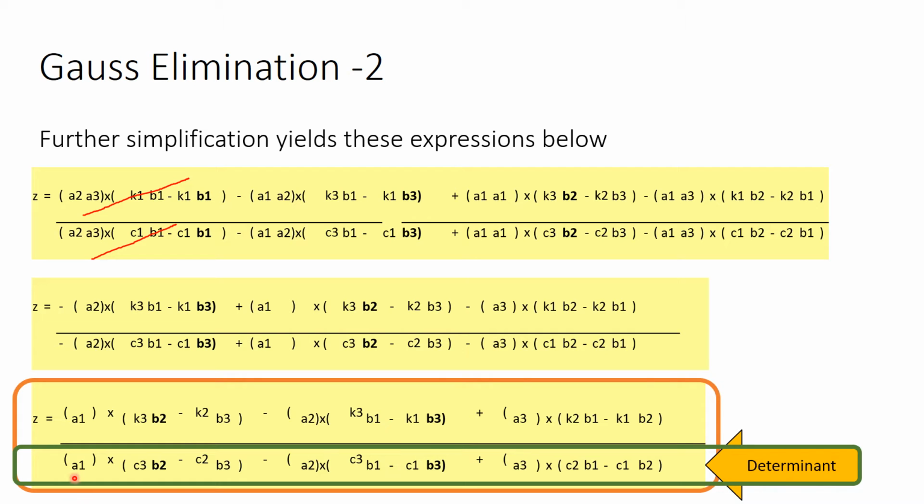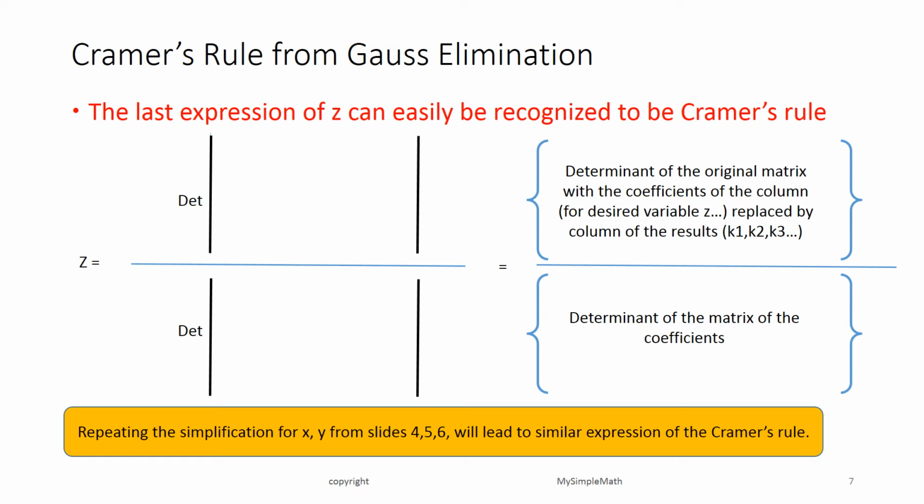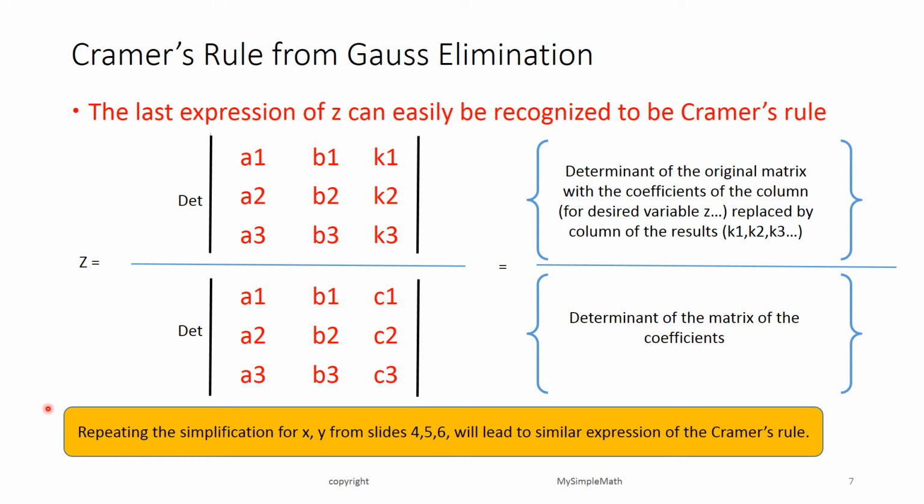And note that this last expression is very, very akin to Cramer's rule, because this expression in the denominator is frankly the determinant. We get Cramer's rule from Gauss elimination. Cramer's rule is the resultant expression like this. It is the variable determined as a ratio of two determinants.